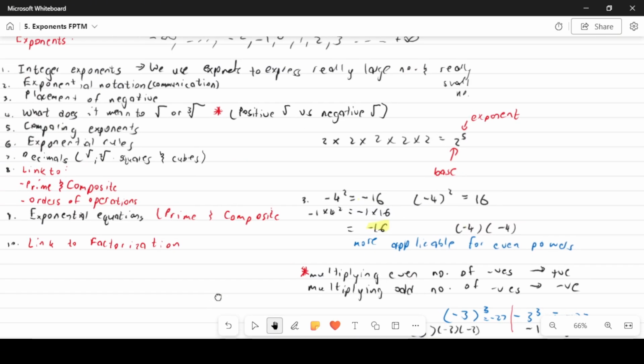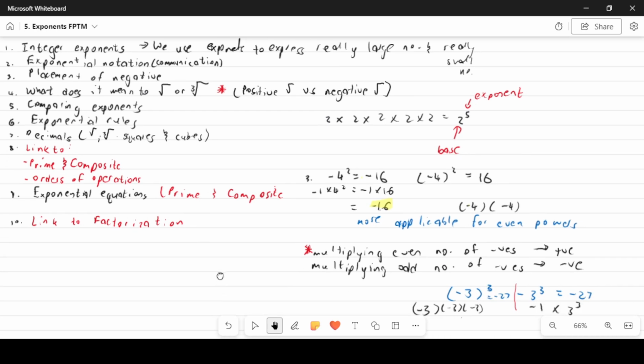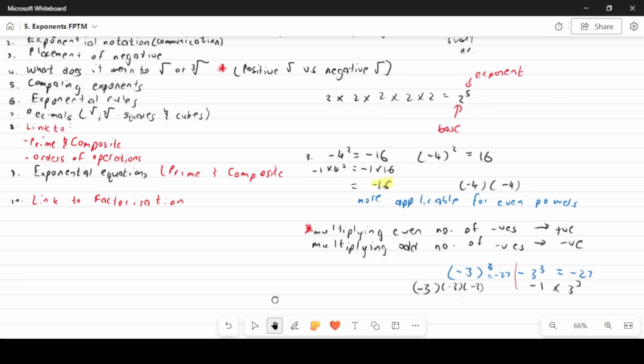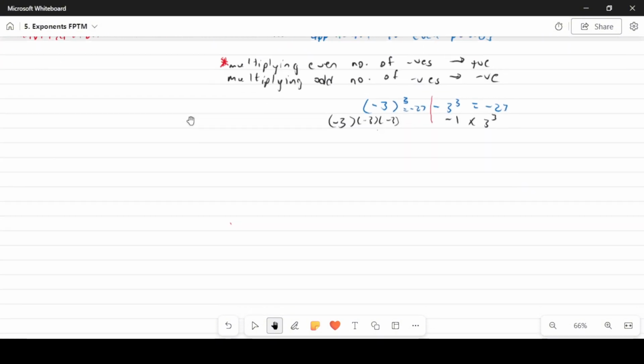Okay. Now, this is what I want you to write. What does it mean to square root a number or cube root a number? Okay. So firstly, let's do this. I want you to write this as a heading.